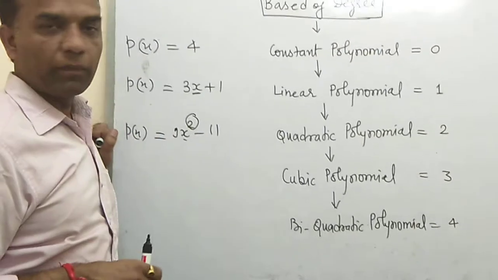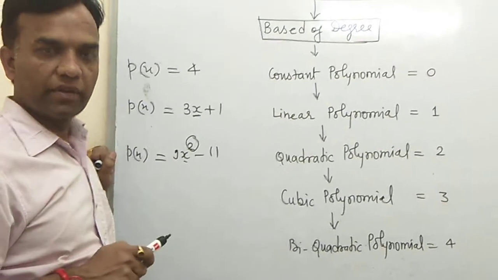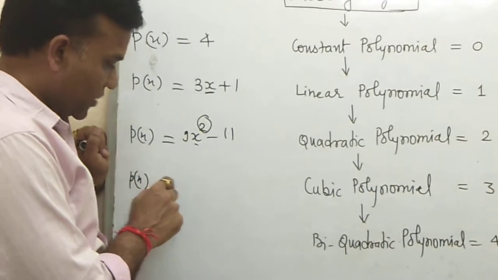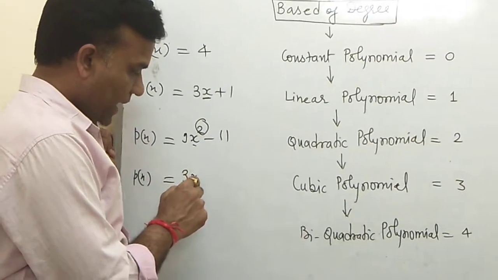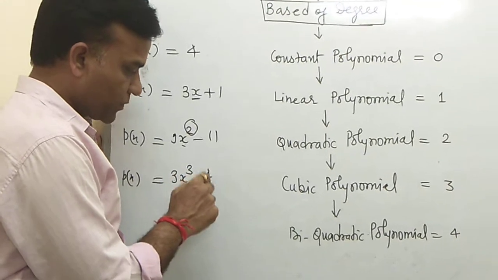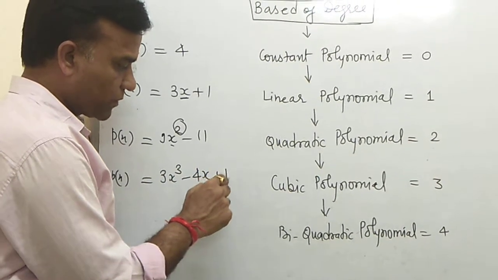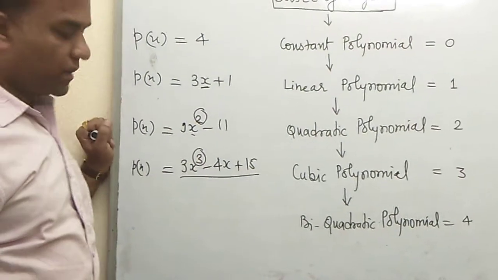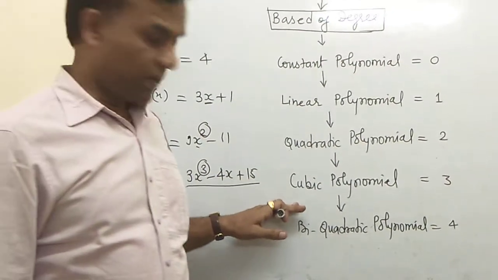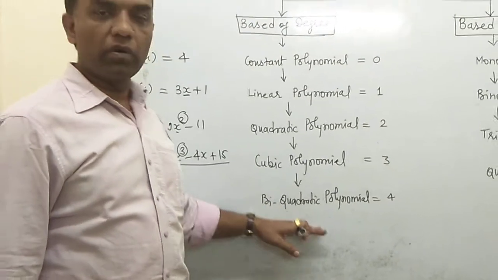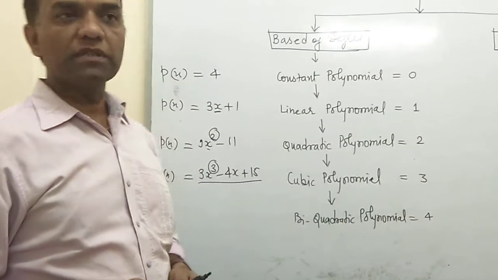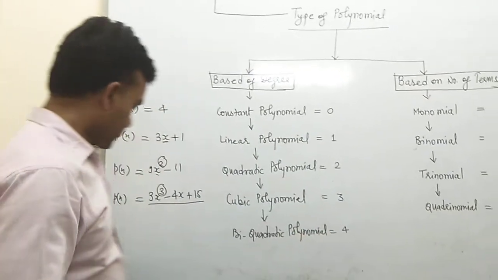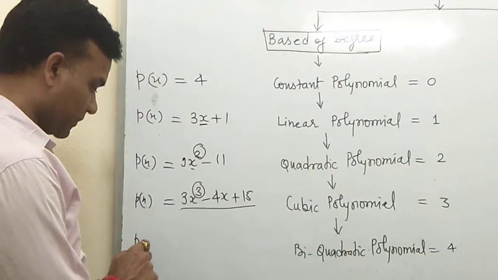And cubic polynomial means it has highest degree 3. The variable you use in the cubic, like you have 3x cube minus 4x plus 15. There are 3 terms but the highest degree is 3, therefore it is called a cubic polynomial. And last is biquadratic. Biquadratic means the highest power, highest degree, is 4. So it is called a biquadratic polynomial.